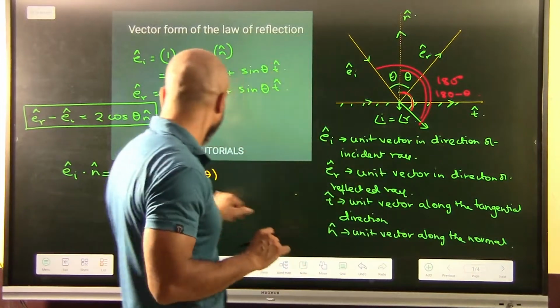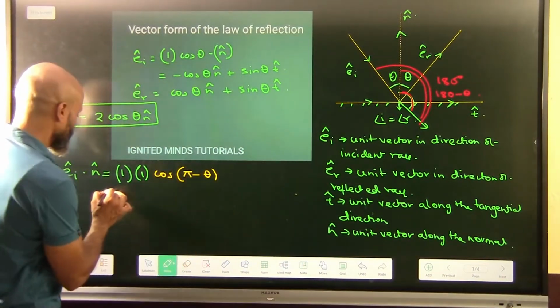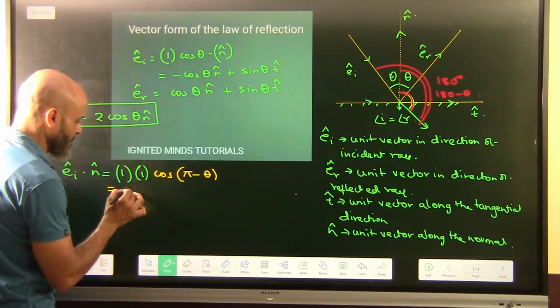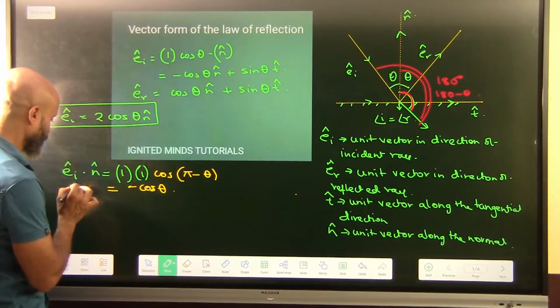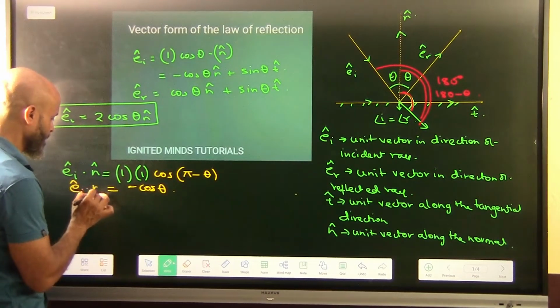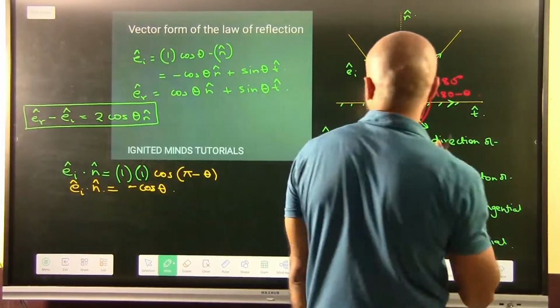So, what we will have here is 1 into 1 into cos of pi minus theta. So, this will be 1 and this will be how much? Minus cos theta. So, the unit vector along the incident ray dotted with the normal will be minus cos theta. I hope we are clear on this one.